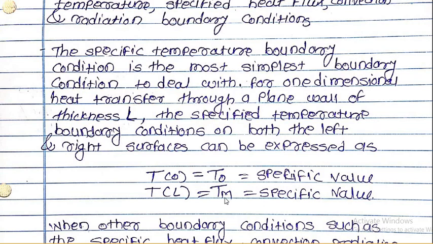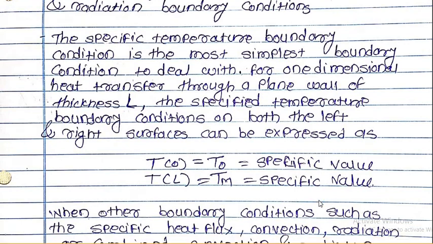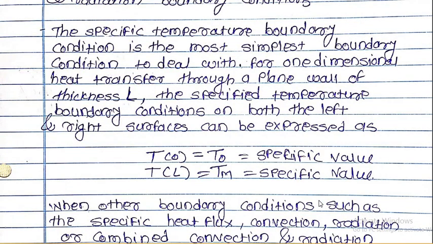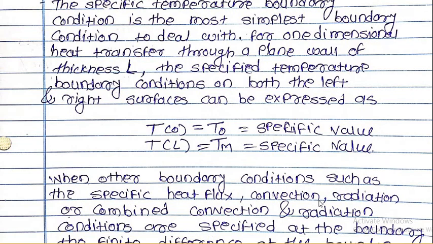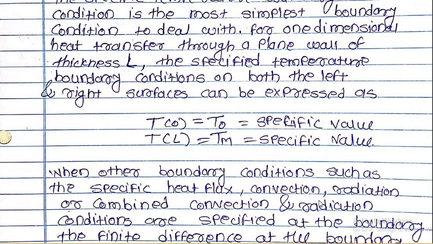At that time we consider the node point as M. So this is the zero node point, and the other surface node point we have considered as M, so that T_m will be a specified value. So that will be the specified temperature boundary condition. In that we have to specify the two surface temperatures, that is, the temperature of those two surface nodes.